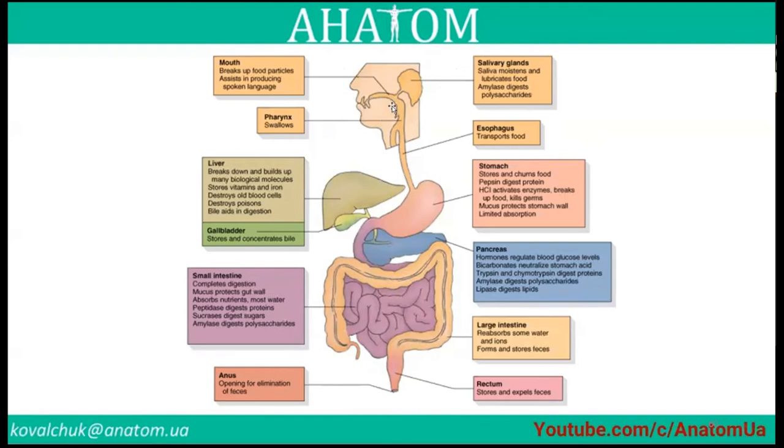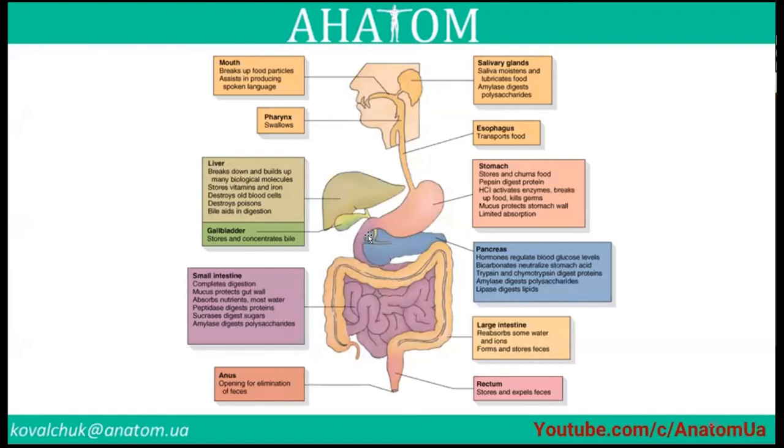Mouth breaks up food particles and next swallows into the pharynx, and the esophagus transports food. The main function of the esophagus is to transport food to the stomach. The stomach stirs and churns food; pepsin digests proteins, acid, mucus protects the stomach wall, and there is limited absorption. The liver and gallbladder are special structures that produce and store a big portion of the bile, and when food moves from the stomach to the duodenum, bile moves to the descending part of the duodenum together with secretions of the pancreas.